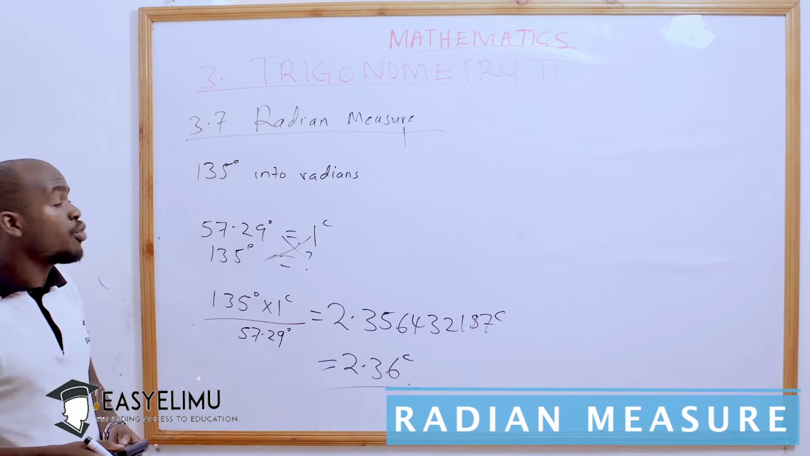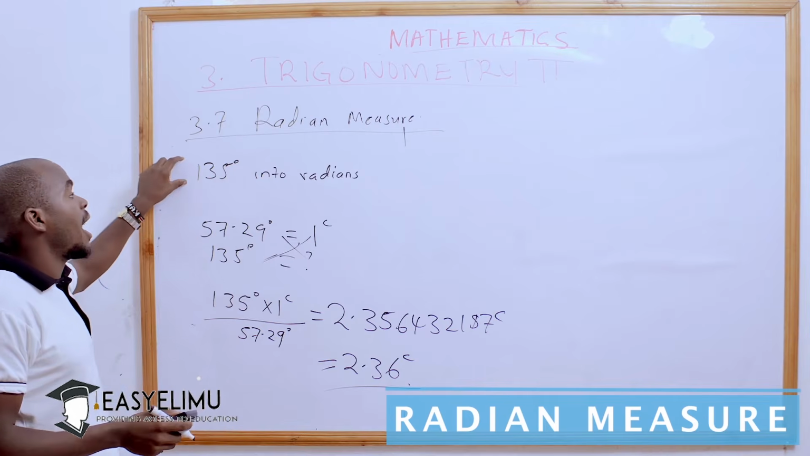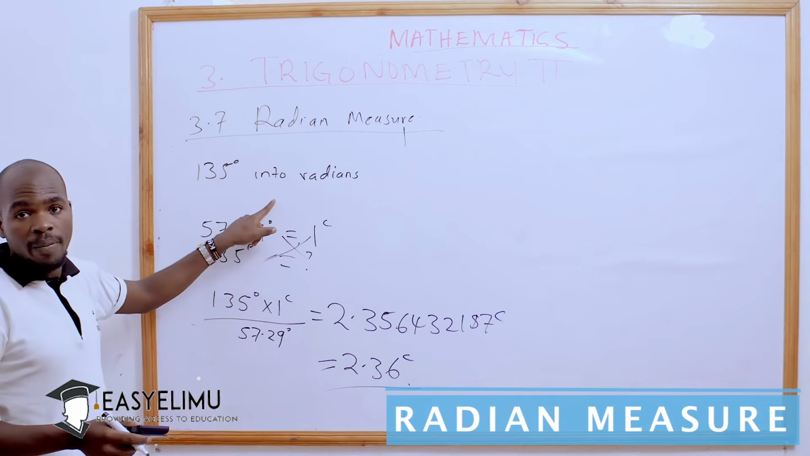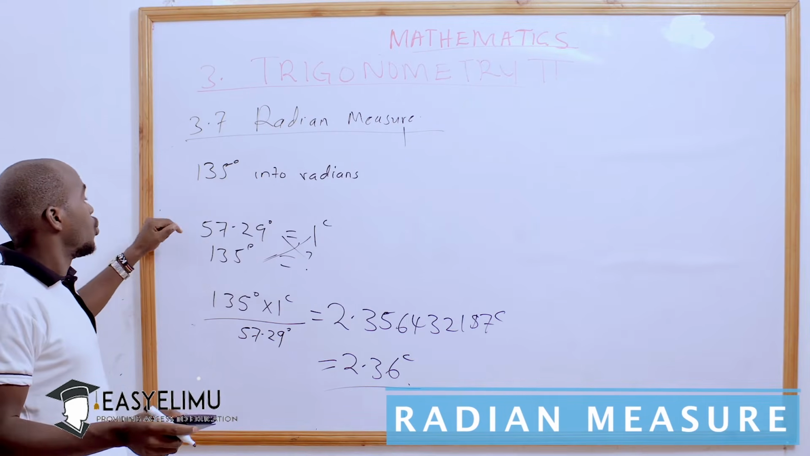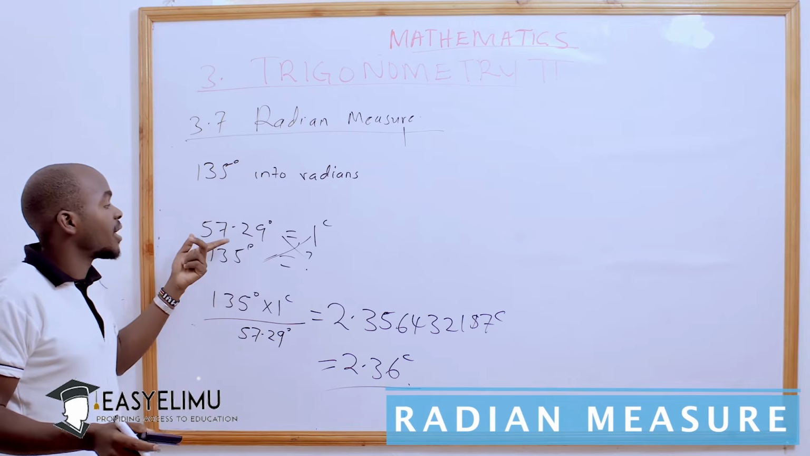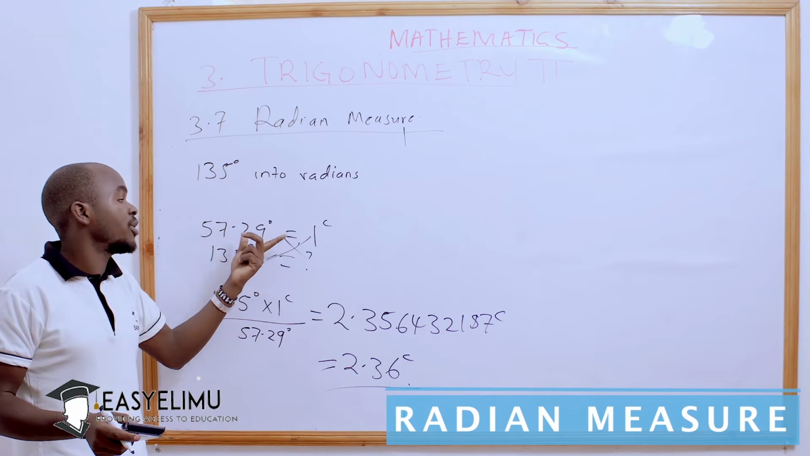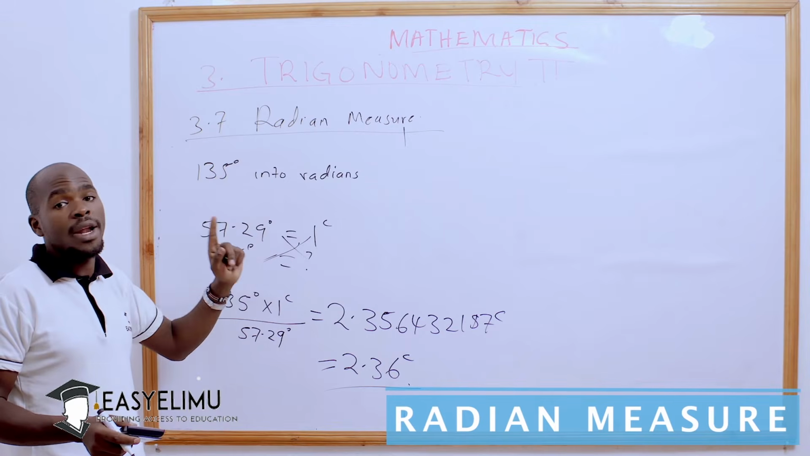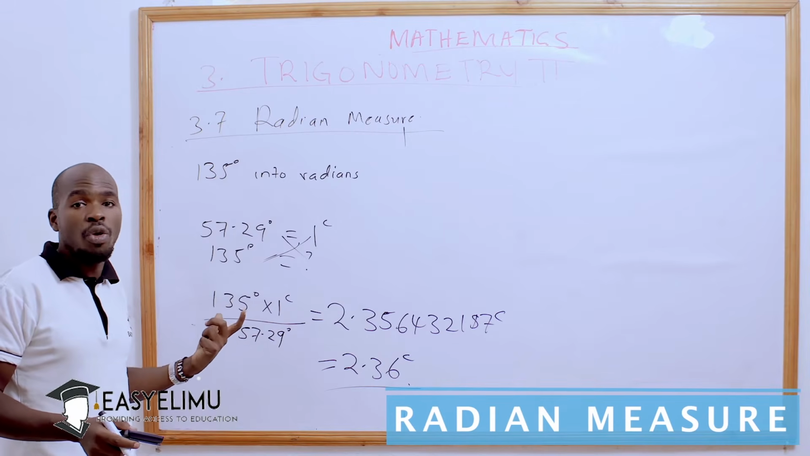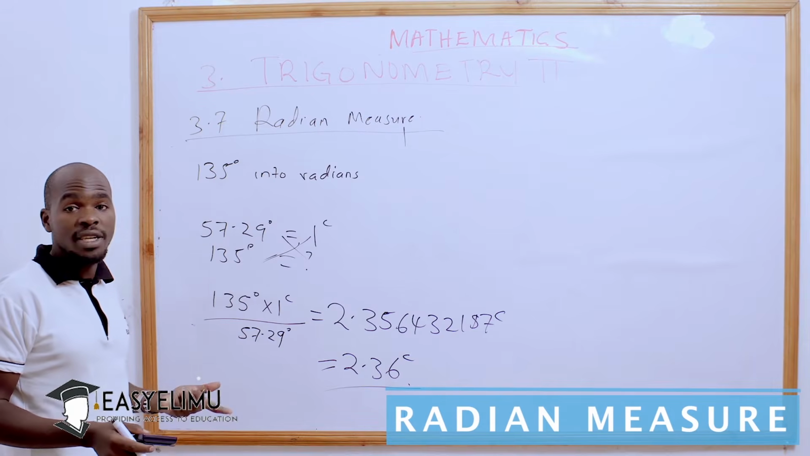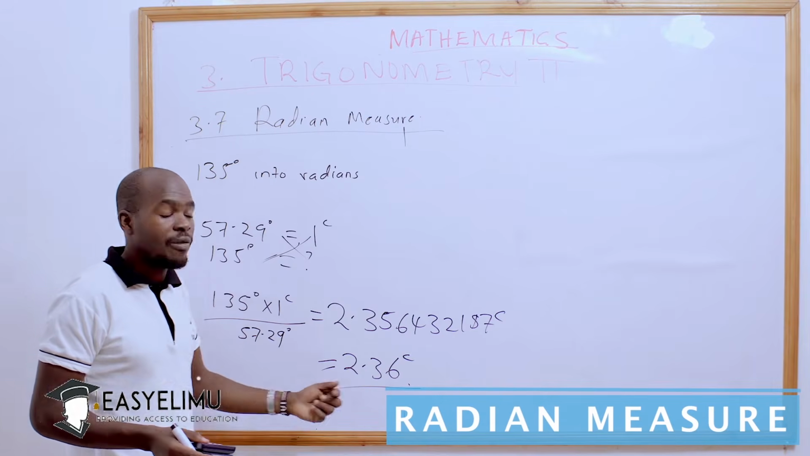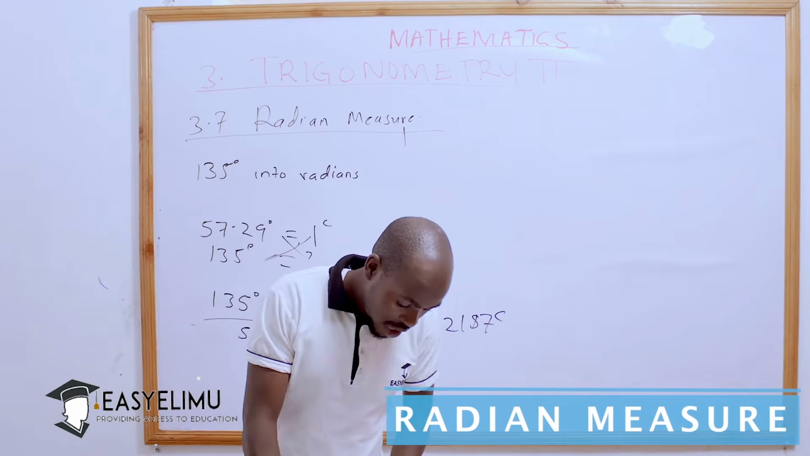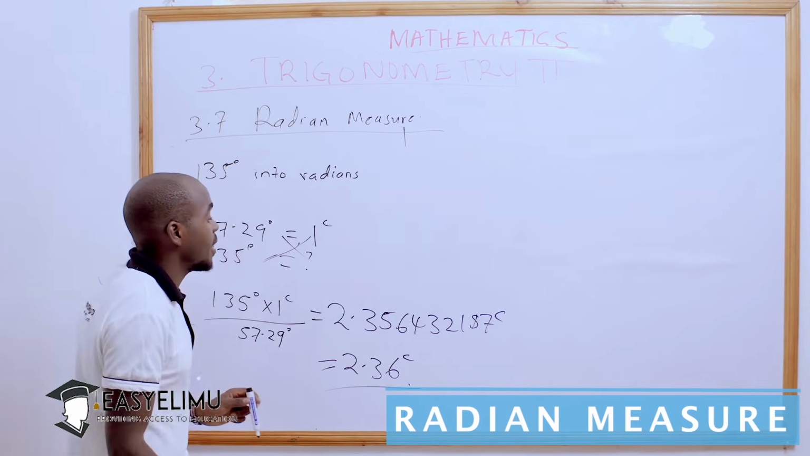So we can say, if you convert any angle into radians, you only relate the relationship that 57.29 degrees is equal to 1 radian. What about the angle you have? What does it represent in radians? After doing that, you will find the number of radians you want. So we shall check up another example.